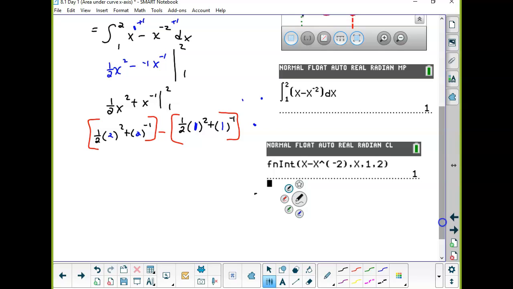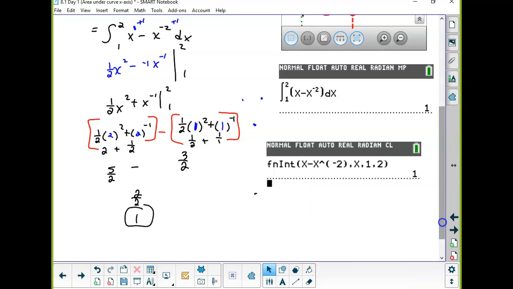Squared is 4, half of 4 is 2. 2 to the 1/2 power, 2 to the -1 is 1 over 2 or 1/2. So then I've got 2 plus 1/2. I think of this as really 4 over 2, so that'll give me 5/2 in that first part. And then here, we end up with 1/2 plus 1 over 1, or just 1, so that's 3/2. And 5/2 minus 3/2 is 2/2, or 1.